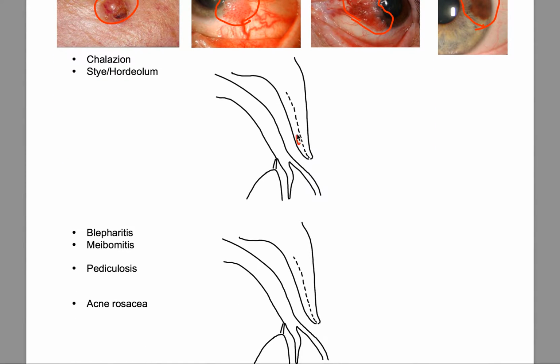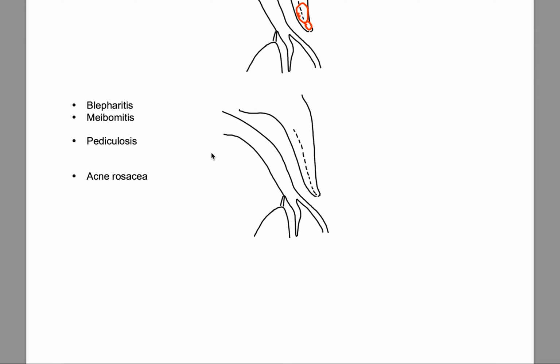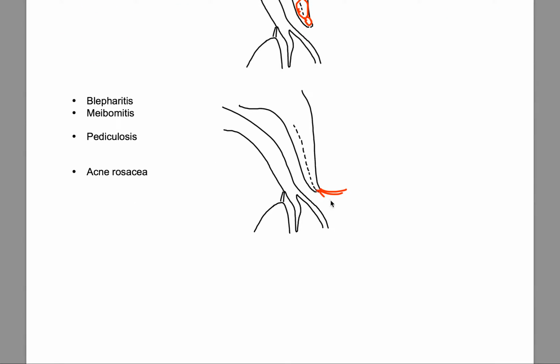A chalazion is a chronic granulomatous accumulation, which usually forms after an acute stye or hordeolum, which is an infection in the eyelid, has resolved. Blepharitis refers to inflammation and disturbance of the eyelashes. It's usually associated with staph, and you can usually see little collarettes of debris on the eyelashes. Meibomitis is inflammation of the oil glands that are posterior to this tarsus. Pediculosis, that's just a fancy word for lice, and yes, you can get them on the eyelashes too. And acne rosacea is a form of acne that may also irritate the area around the eyes and cause the eyes to be red.